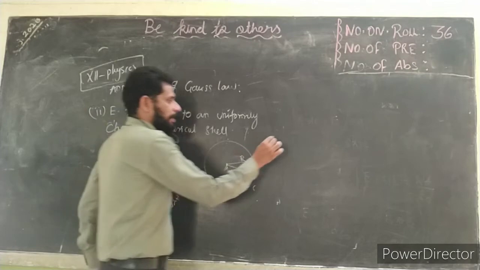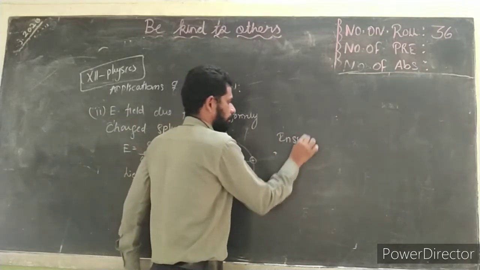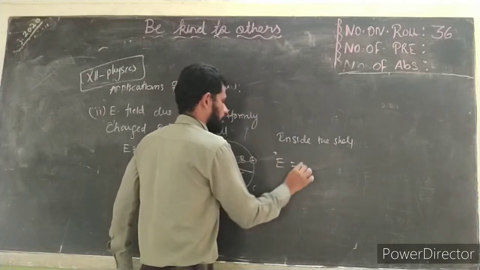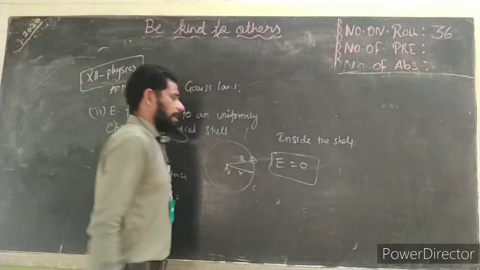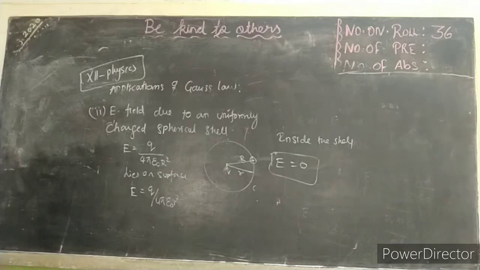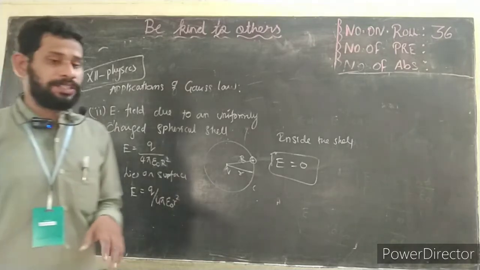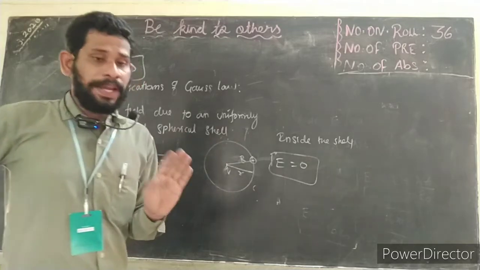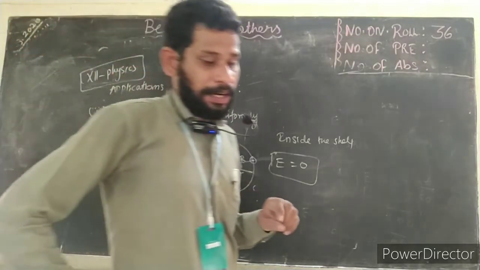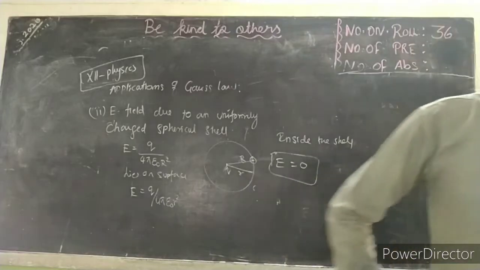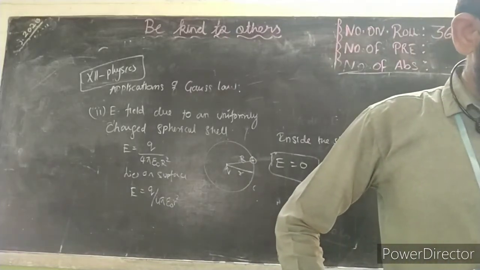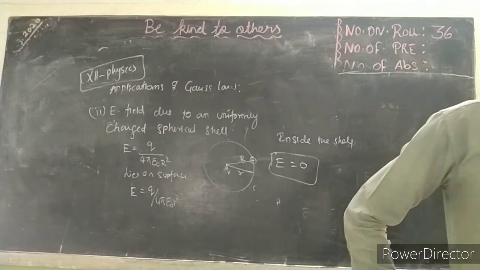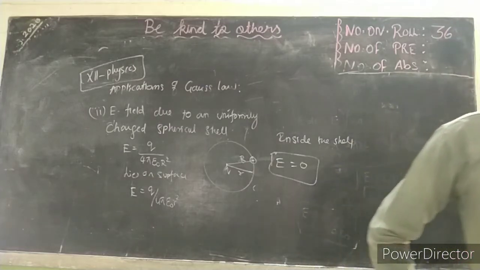Now, if the point is inside the shell, E will be equal to 0, because there is no electric field inside the charge. See, there is no electric field acting at the point inside. Okay, now listen, take page number 46. The electric field due to the uniform charge is equal to 0 at all the points inside the shell.